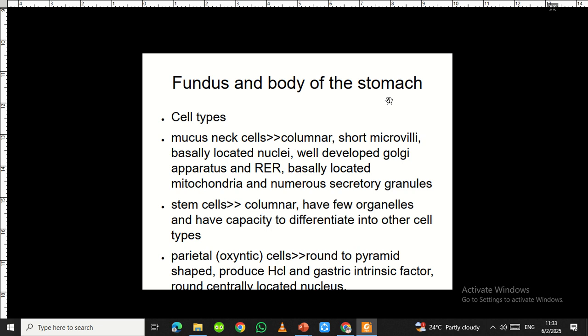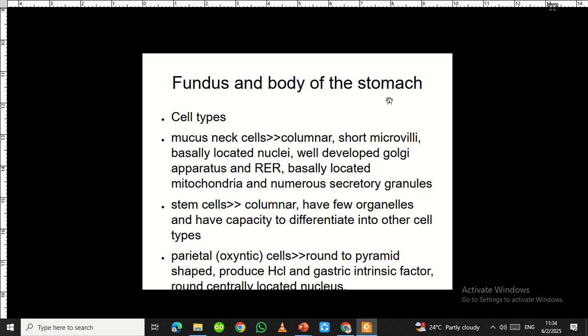So at the neck, we have what we call mucous neck cells. They are columnar. They have short microvilli, and their nucleus is basally placed, right? And they have abundant basally placed mitochondria and numerous secretory granules. And then from the mucous neck cells, we have stem cells that are responsible for the regeneration of the stomach mucosa. So they are columnar, they have few organelles, and they have the capacity to differentiate into other cells. And then at the base, you have the oxyntic or parietal cells.